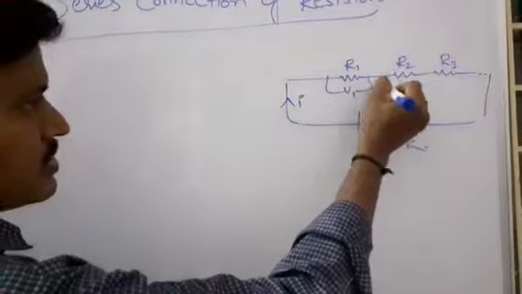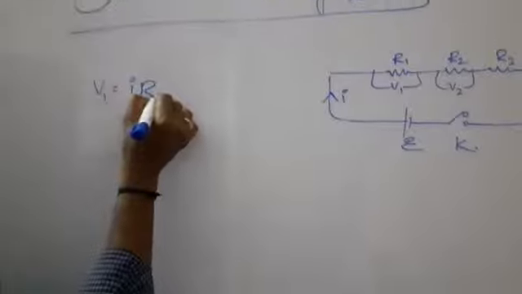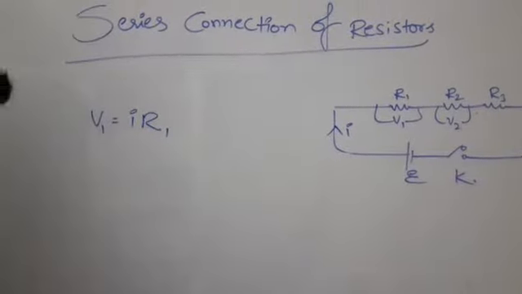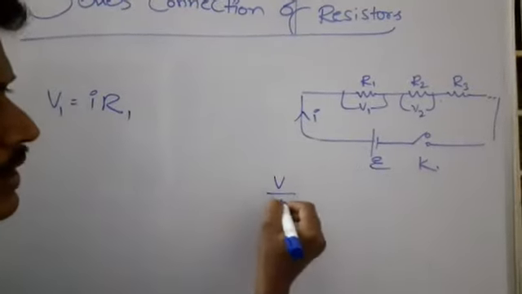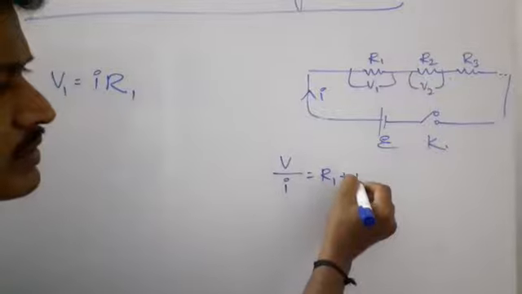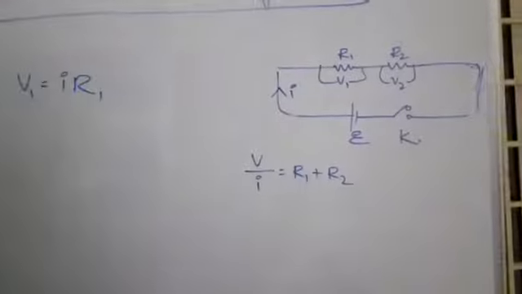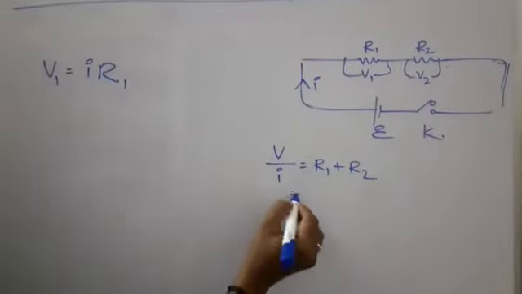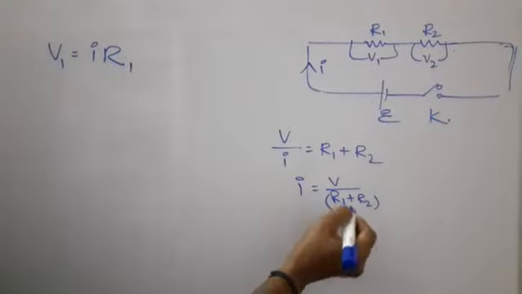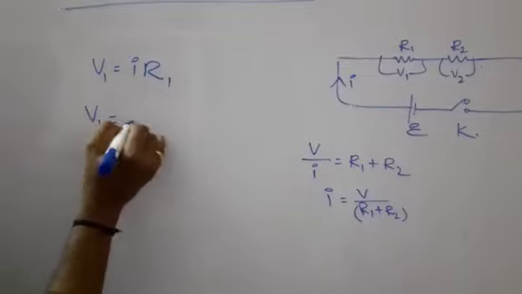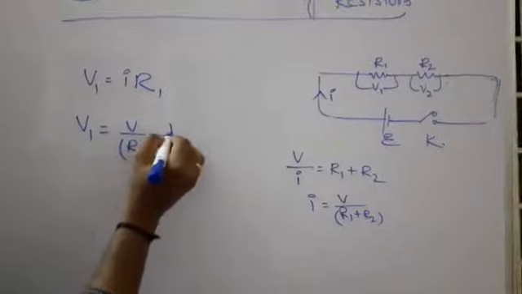Next, the potential difference across the first resistor. How can we measure it? The potential difference V1 is equal to I into R1, where R1 is the first resistor's resistance. So here V by I is equal to R1 plus R2. For example, two resistors are joined in series. Then the current formula is I is equal to V by R1 plus R2. You can substitute the I value here. V1 is equal to V by R1 plus R2, into R1.